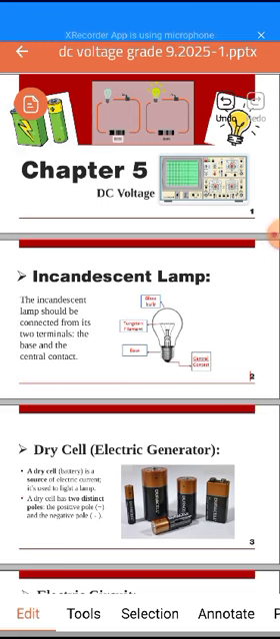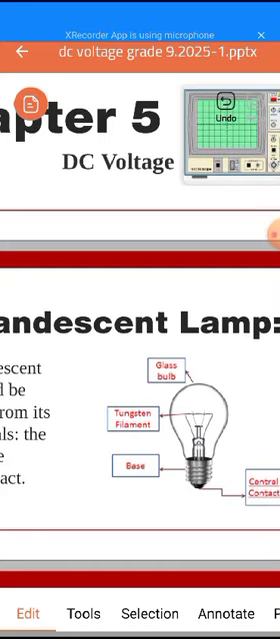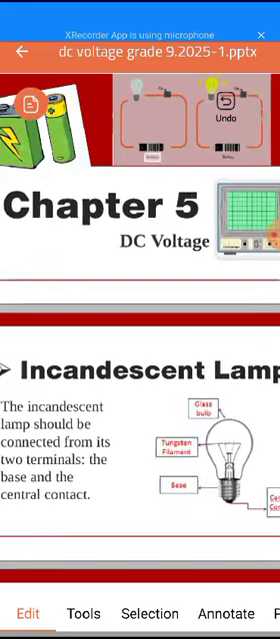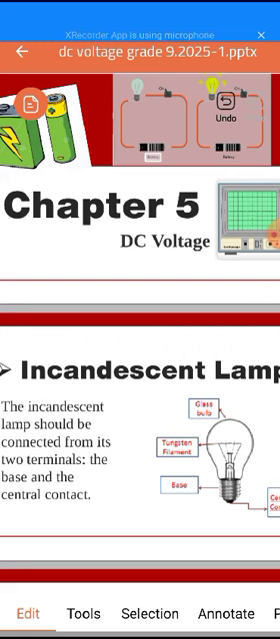I'm Mrs. Maysam Al-Masri, your physics teacher, and we're going to start Unit 2, Electricity, Chapter 5, which is DC voltage. But before we explain the meaning of this title, we're going to remember together some ideas you had taken previously in grade 7.